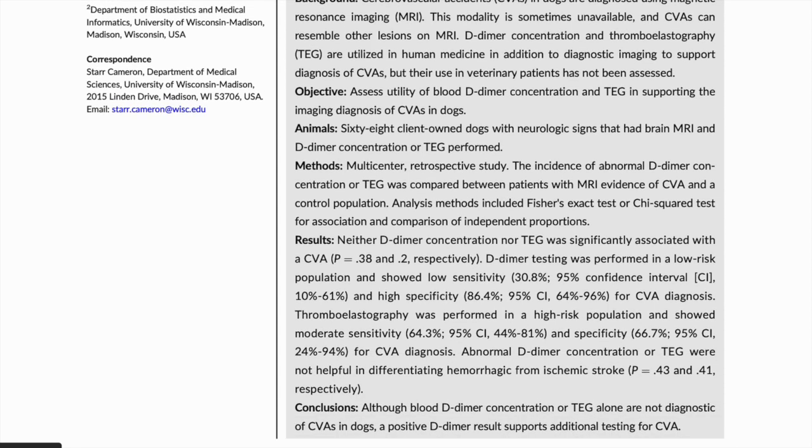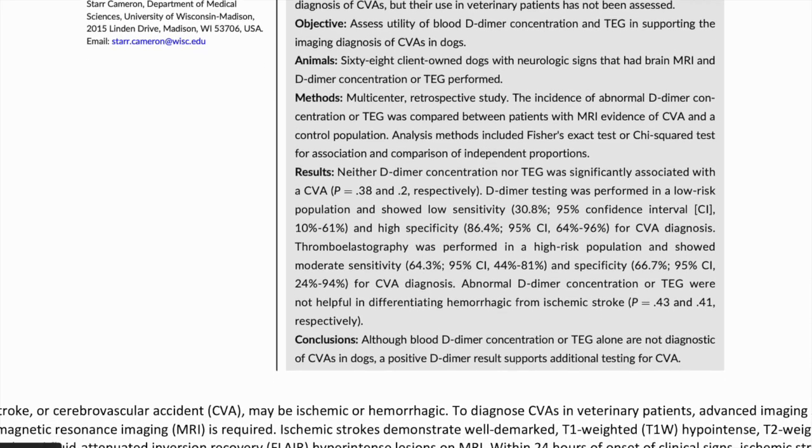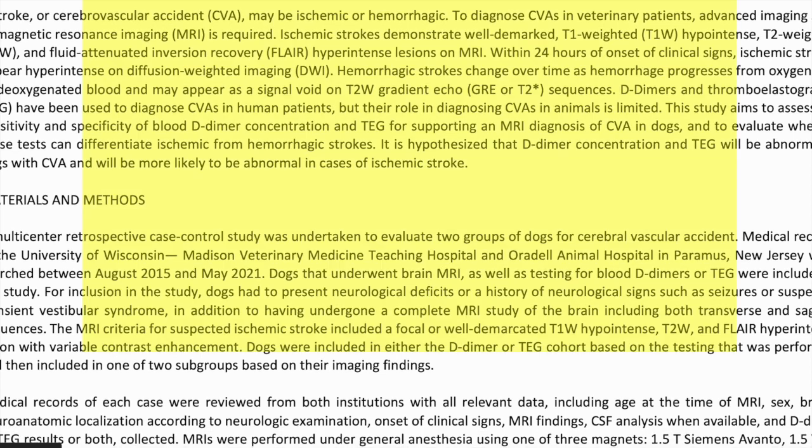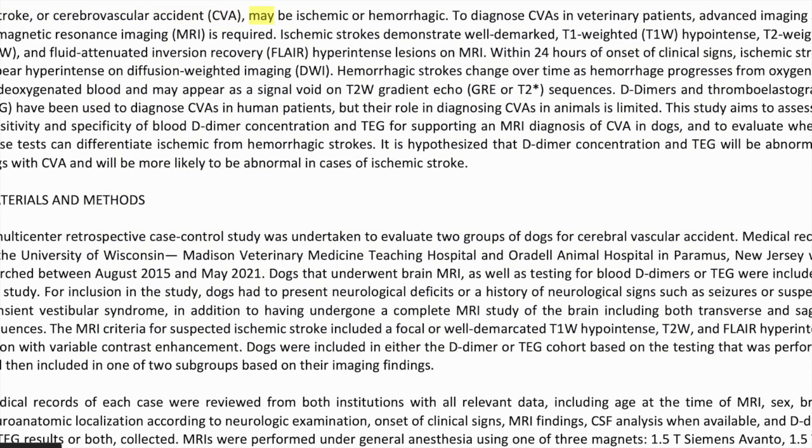This will summarize the article titled, Comparison of D-dimer concentration and thromboelastography for diagnosis of cerebrovascular accidents in dogs, a retrospective study. A stroke or cerebrovascular accident, CVA, may be ischemic or hemorrhagic. To diagnose CVAs in veterinary patients, advanced imaging such as magnetic resonance imaging, MRI, is required.